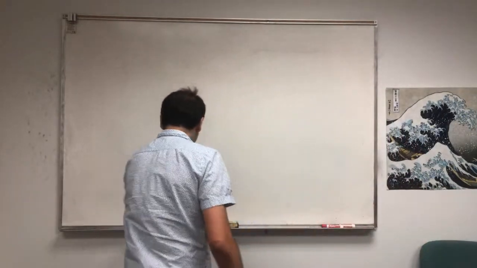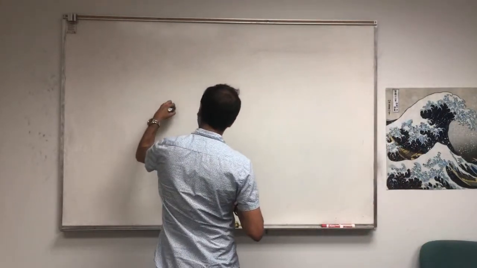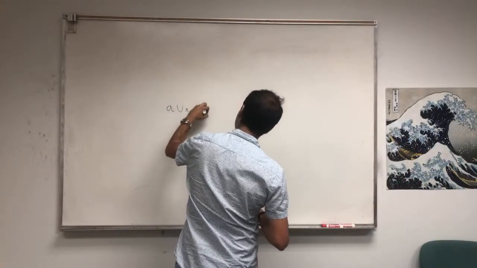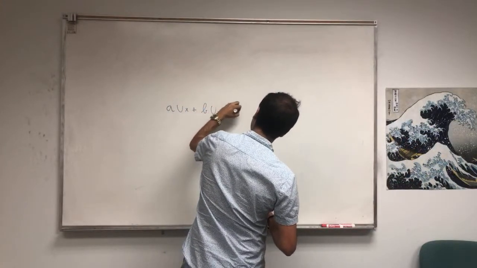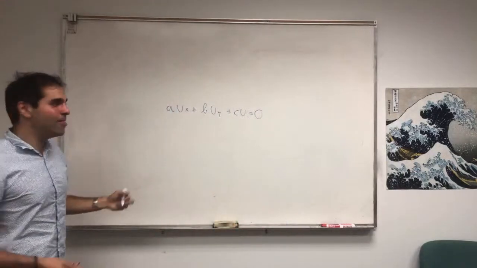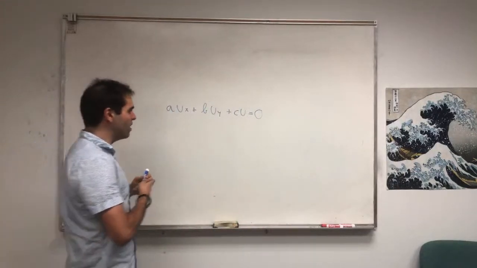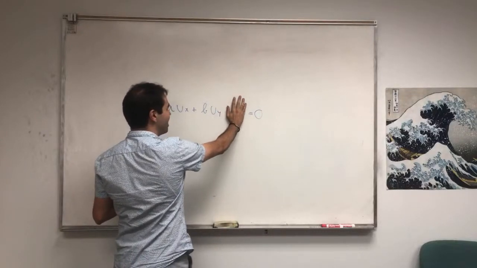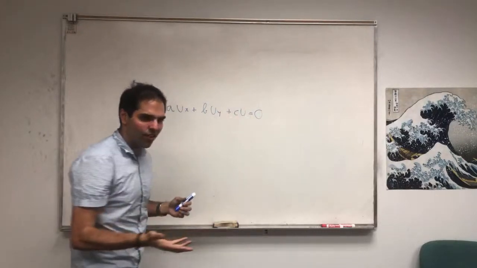So for 8, you have to solve a u_x plus b u_y plus c u equals 0. And the problem is, so far we can only solve stuff like a u_x plus b u_y equals 0.